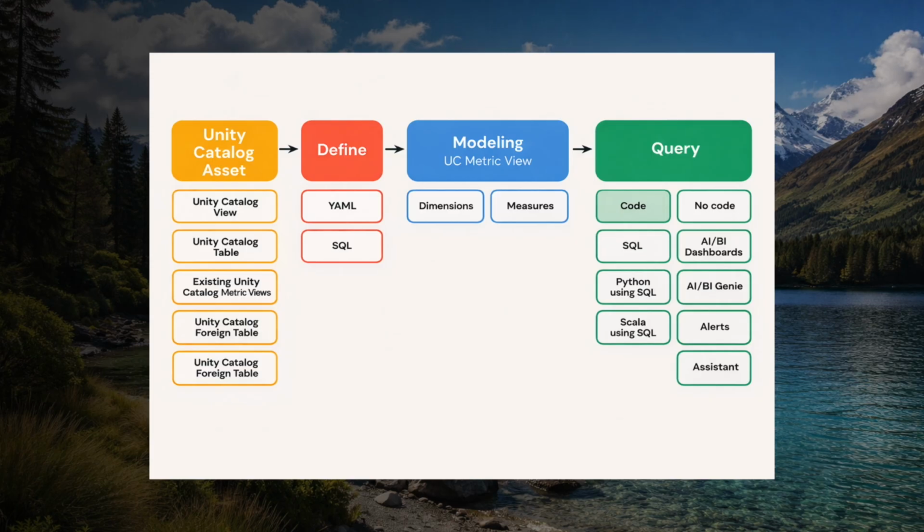Unity Catalog metric views are centrally defined, governed business metrics in Unity Catalog. They are defined as YAML or SQL on top of other Unity Catalog assets, and they include dimensions and measures. Using them has multiple advantages. They are, for example, the single source of truth.